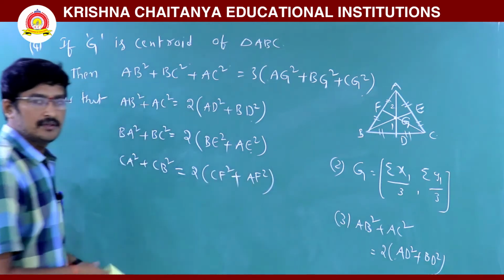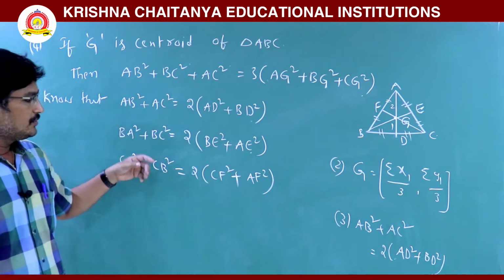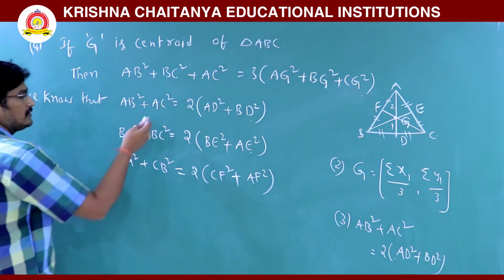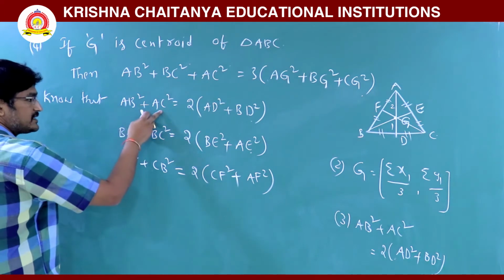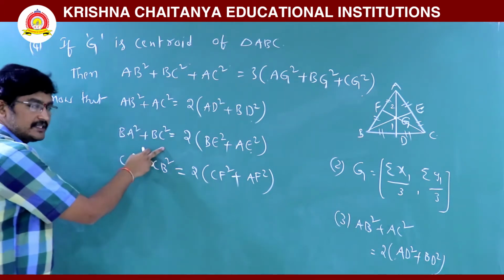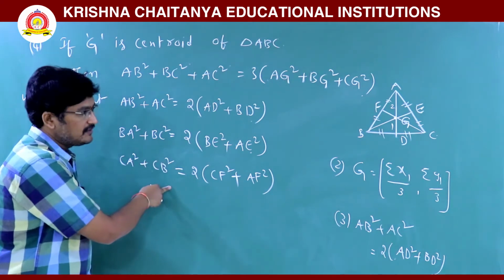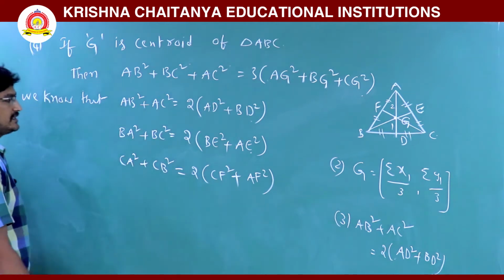So by adding these three, now you know how it is formed. Similar to this one, we have to write two more notations. This is the notation with respect to the median AD. This is the notation with respect to the median BE bar. This is the notation with respect to the median CF bar. Now I am adding these three equations.